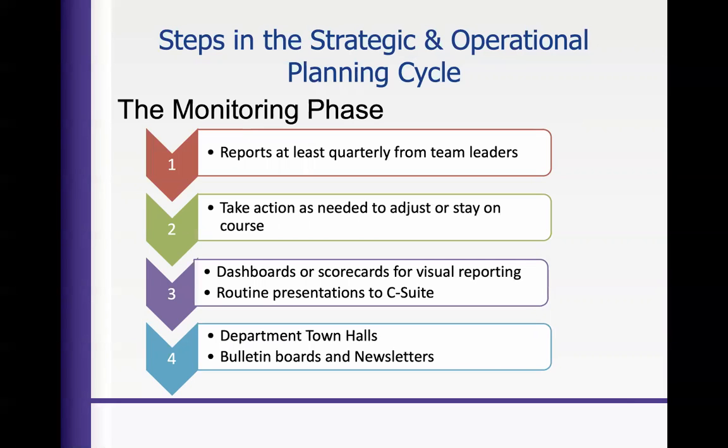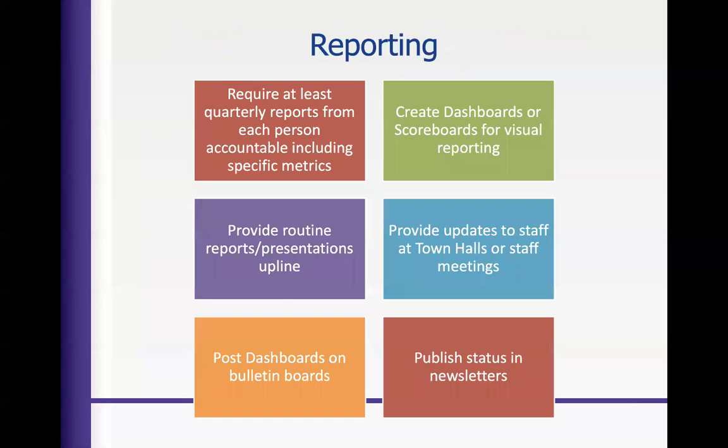Once you start implementing this, then you have to have the monitoring phase. Who reports at least quarterly from team leaders? Take action as needed to adjust based on those reports. Use dashboards or scorecards for visual reporting, and routine presentations. You may need to also keep people up to date on what's happening with bulletin boards, newsletters, and meetings. The reporting should at least have quarterly reports from each accountable person. Maybe create dashboards or scoreboards for visual reporting.